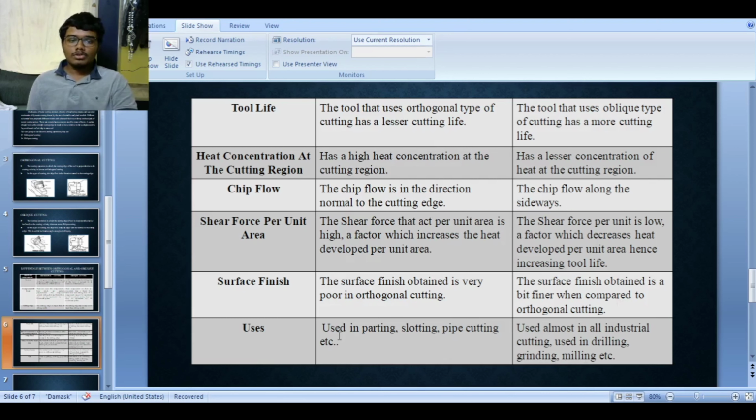Uses. The orthogonal cutting is used in parting, slotting, pipe cutting operations, etc. And the oblique cutting is used in all industrial cutting, used in drilling, milling, surface grinding, etc. So these are the major differences between orthogonal and oblique cutting.